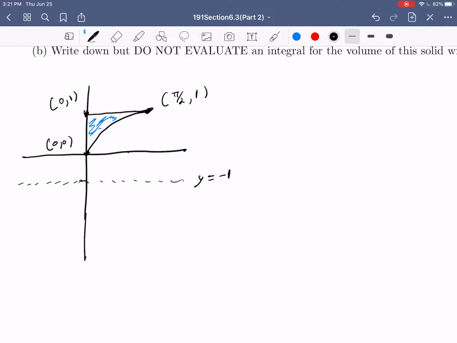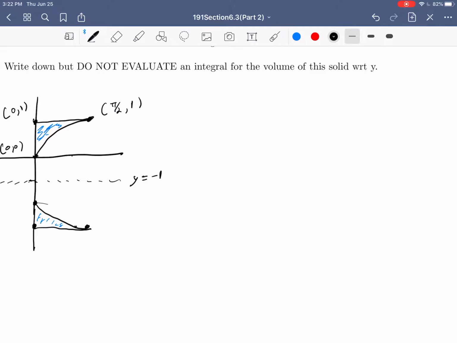Okay. Mirror image ended up being here and here. And then we also had our point here. And there's our sort of mirror image piece there. Again, doesn't need to be perfect. Okay. So for B, we wanted to do this with respect to y.